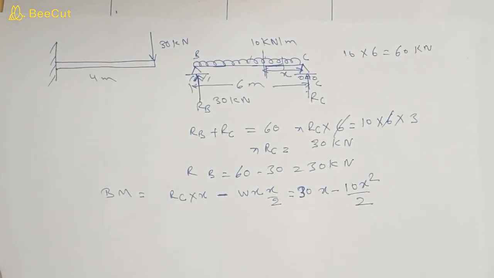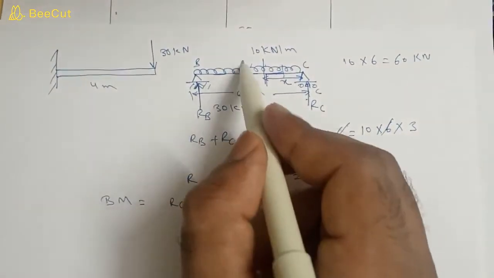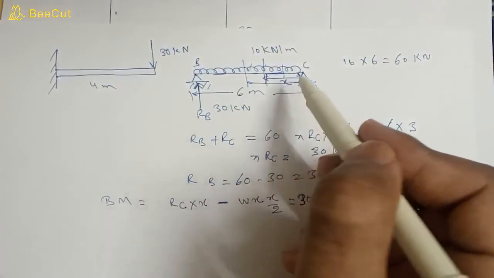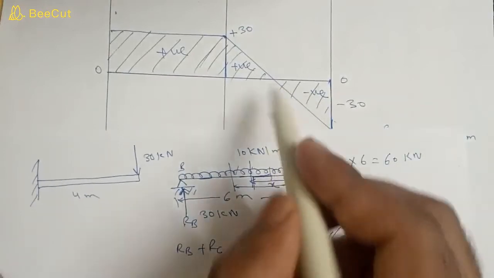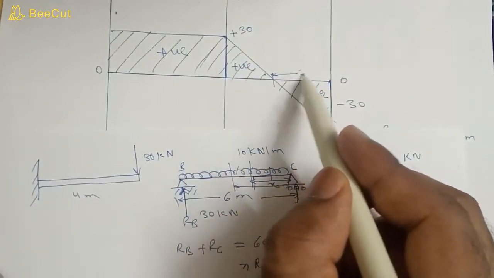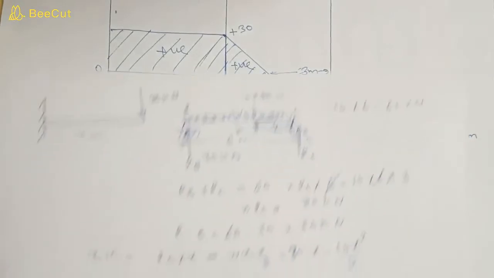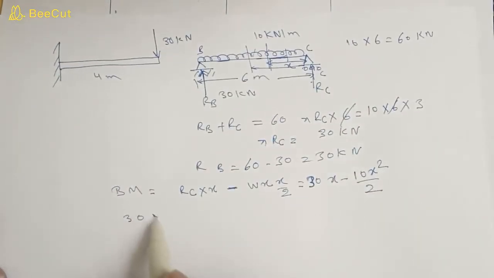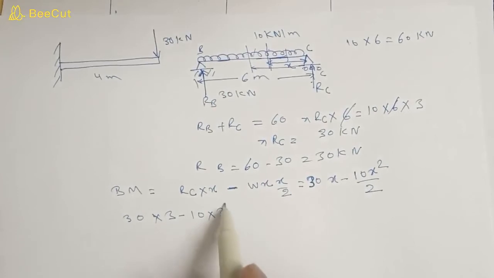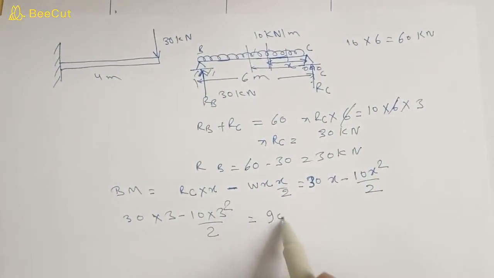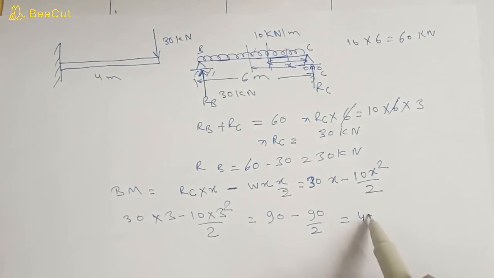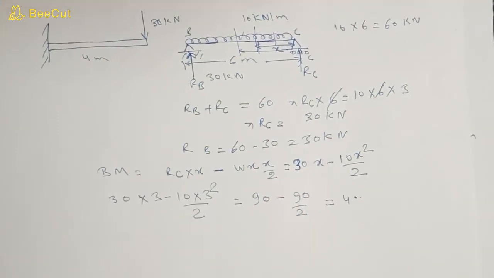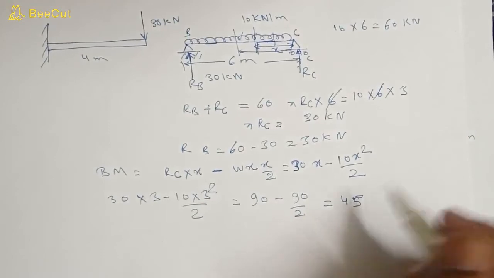So the maximum bending moment will be at mid span of this, because shear force is 0 at mid span. You have seen shear force is 0 at mid span. So the bending moment at 3 meter, this is 3 meter, will be 30 into 3 minus 10 into 3 to the power 2 divided by 2. So it will become 90 minus 90 by 2, so it will become 45.